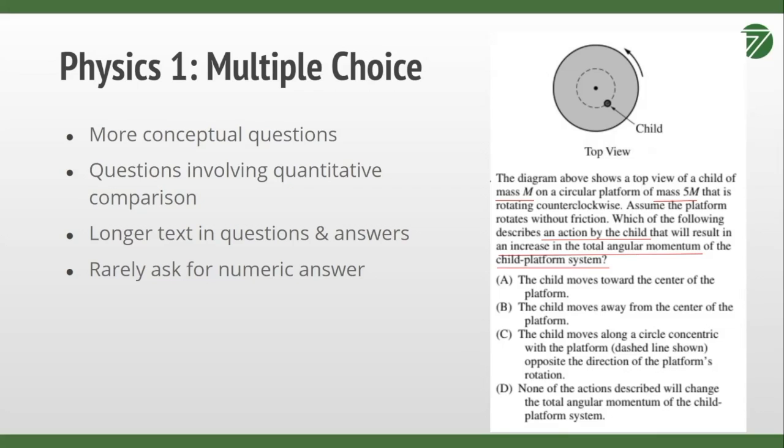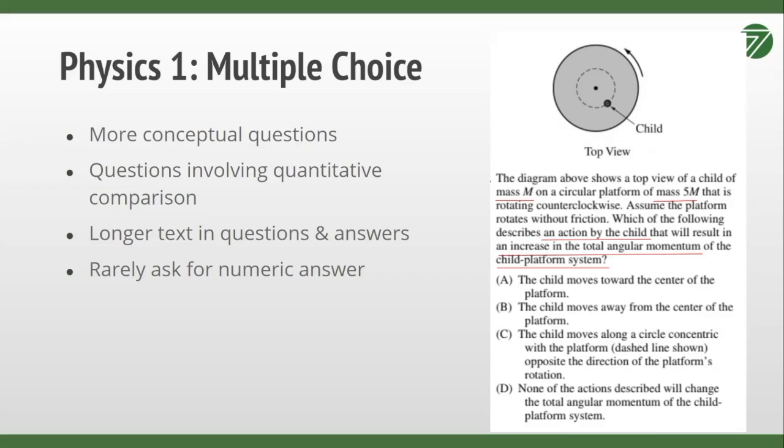And so what they want you to know in this case is that the child platform system includes both of those objects, right? That means that you would need to be outside of that system. So you would need to be a person standing beside the circular platform in order to change the angular momentum of that system. The child could change its own angular momentum, like the child could move out and gain angular momentum, and the platform would lose angular momentum, or vice versa. But the child cannot, by doing an action on the circular platform, change the angular momentum of the whole system.